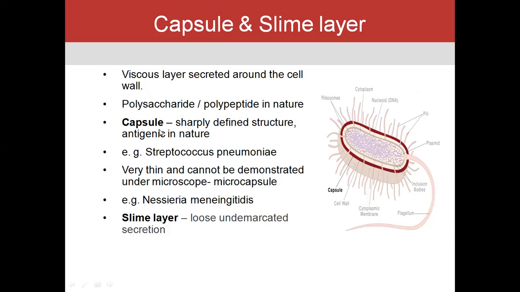The capsule is a sharply defined structure and it is antigenic in nature, for example in Streptococcus pneumoniae. When this secretion is organized into a sharply defined structure, it is known as a capsule. If the capsule is very thin and cannot be seen under a normal microscope, then it is called a microcapsule. Here the microcapsule is present in Neisseria meningitidis. As I told you, the capsule is polysaccharide or polypeptide in nature. Bacillus anthracis capsule is polypeptide in nature.